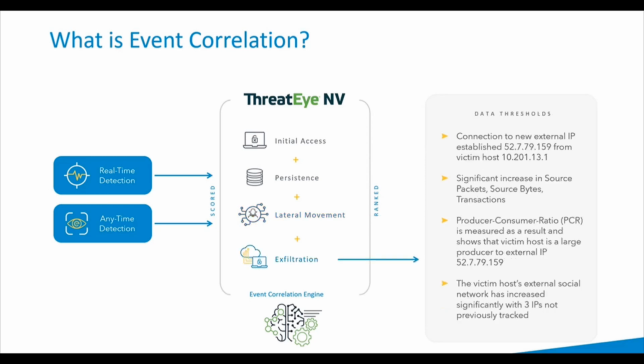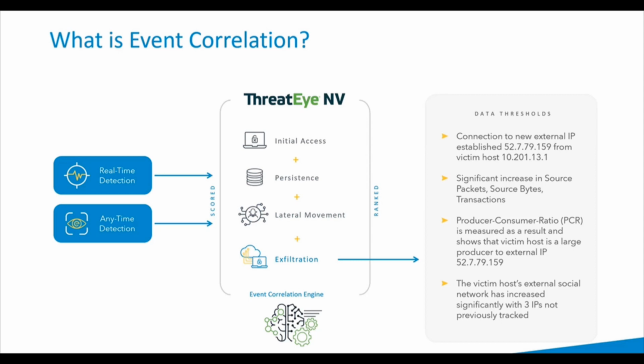And then finally, one of the final stages of an attack is exfiltration. So we observe a new connection to an external IP we haven't seen before. Again, an expansion to our click analysis. There's now a new node we've never seen before. We're observing a significant increase in source packets, bytes, and transactions, meaning the victim host is sending large amounts of data that can be validated across different data points.